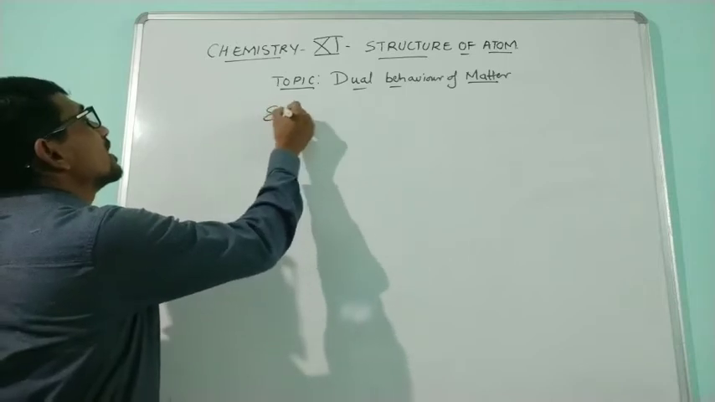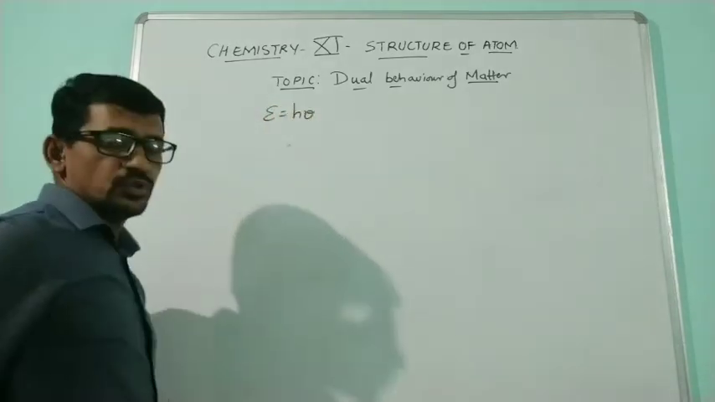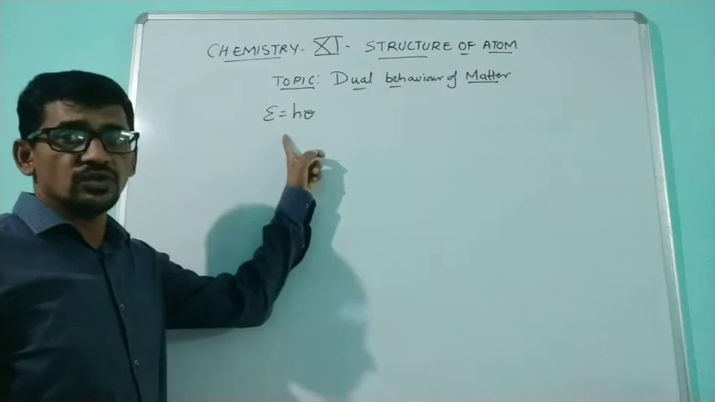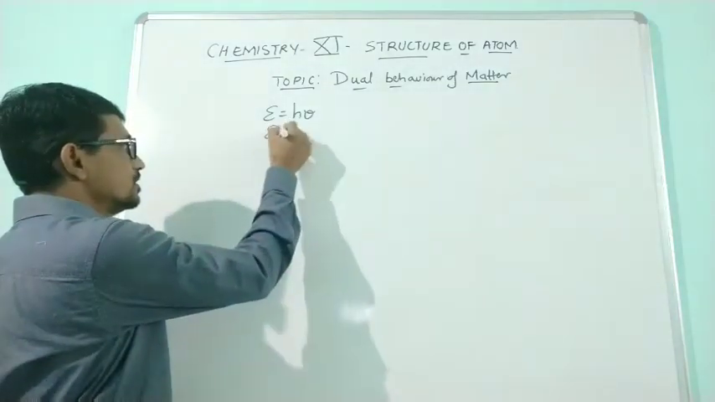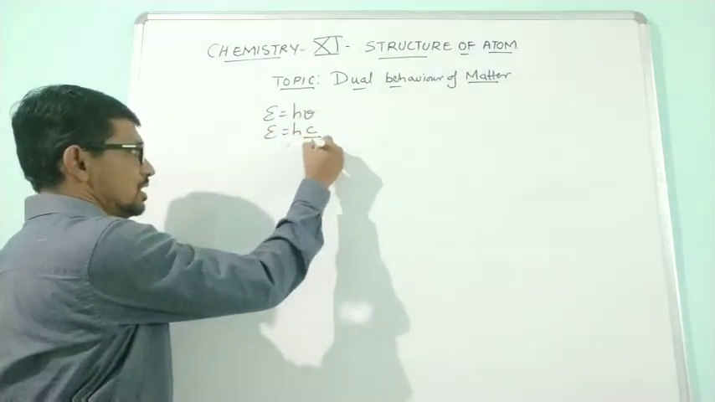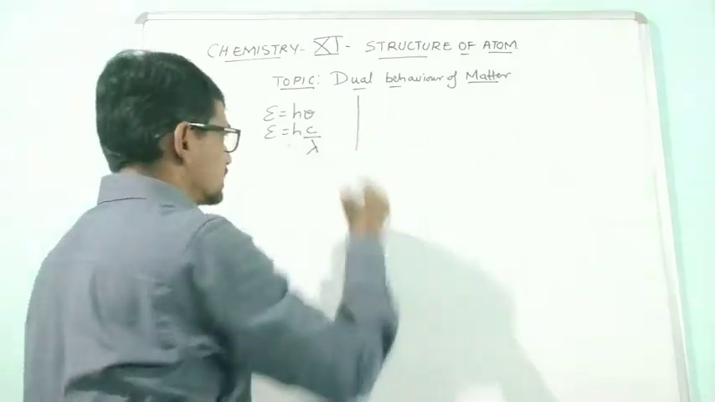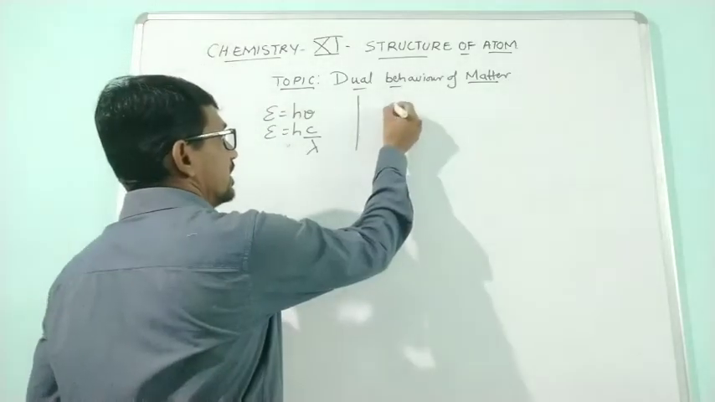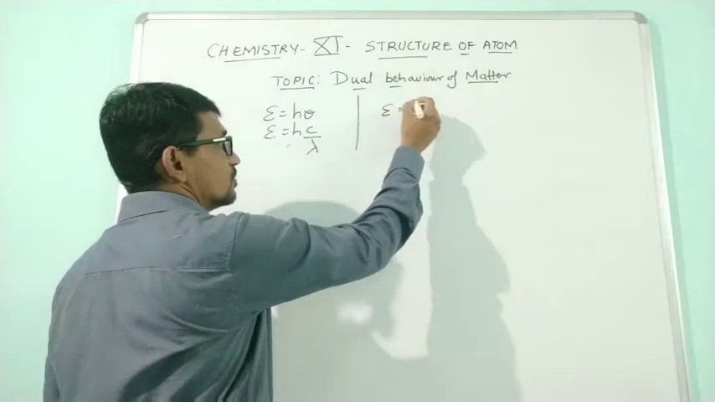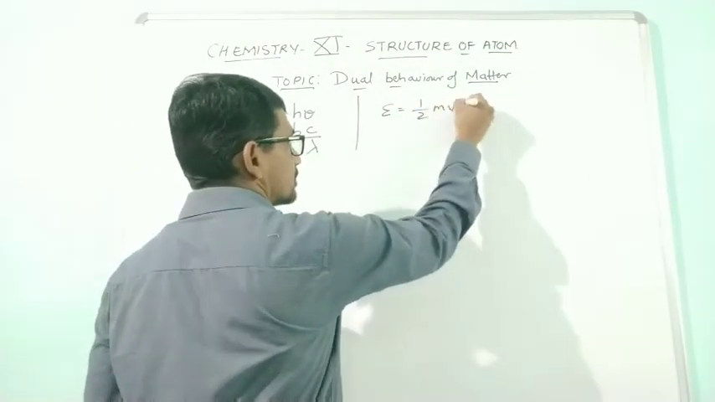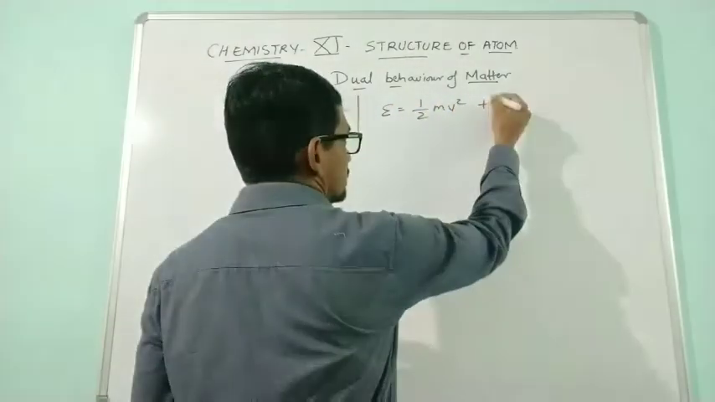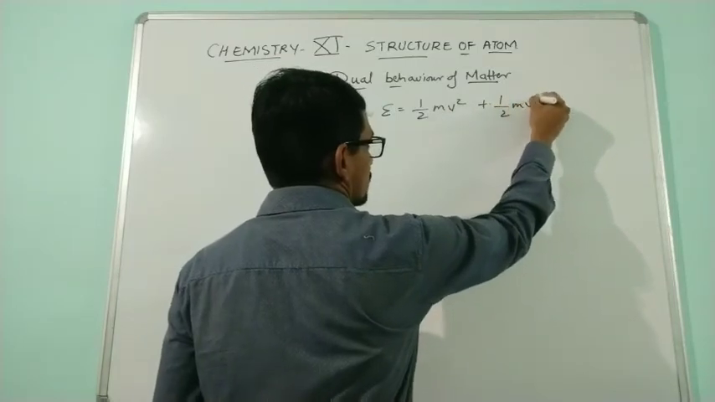We have discussed that energy is equal to hν. This is related with the wave nature: E = hc/λ. Second, if it is particle nature, then its kinetic energy is equal to half mv² plus potential energy. Again it is half mv².